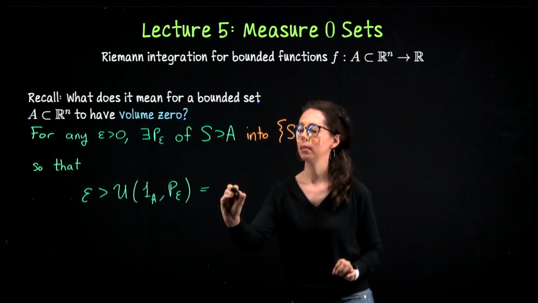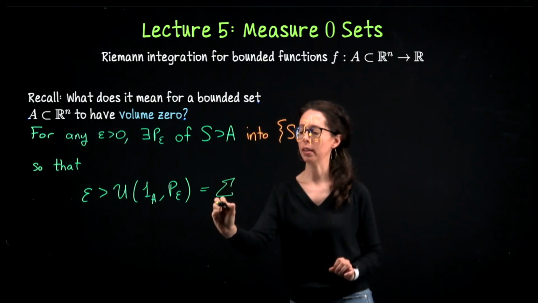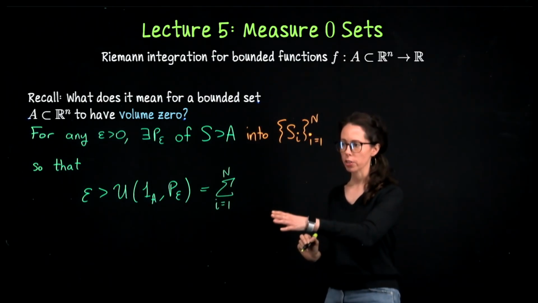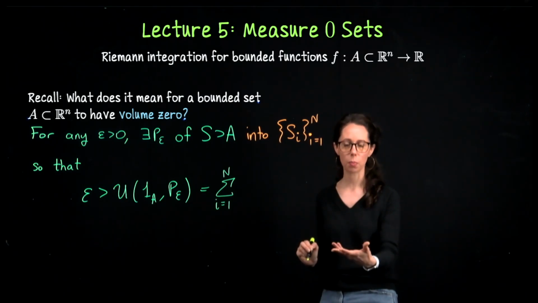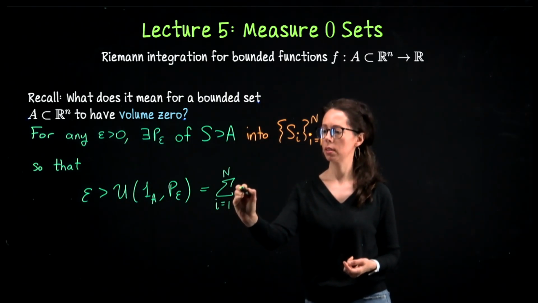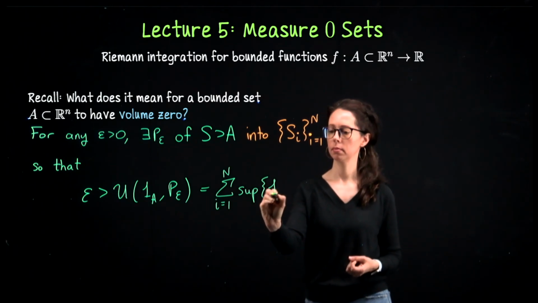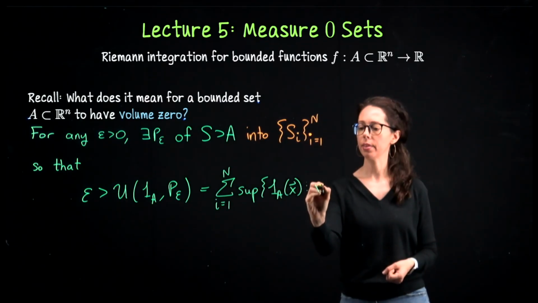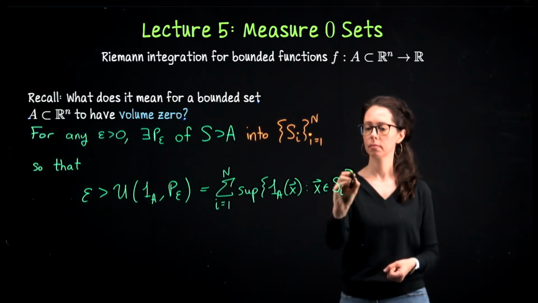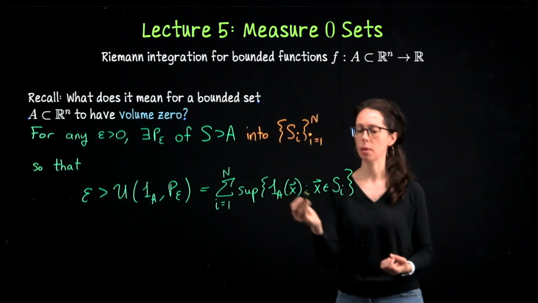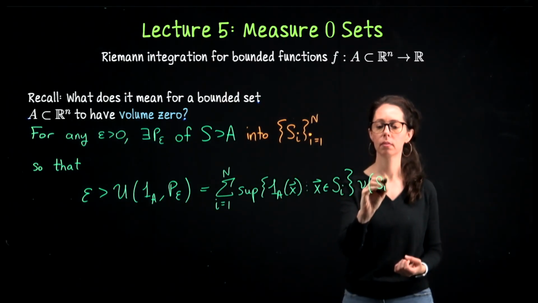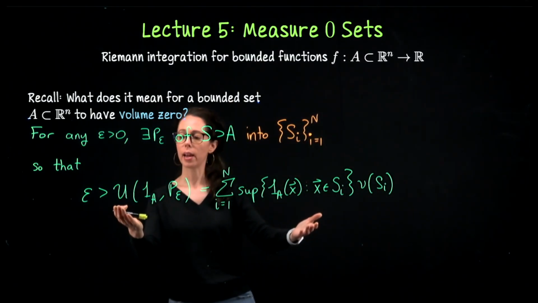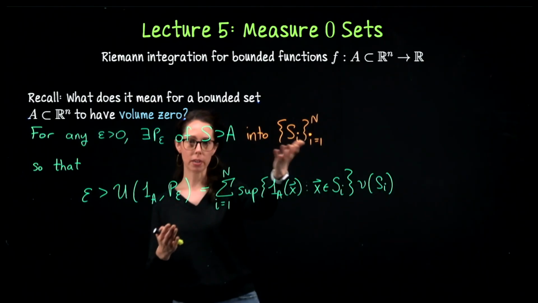We can add up from i equals 1 through n the supremum for the characteristic function on each subrectangle times the volume of that subrectangle. So let me just write that out. So here, x is coming from the ith subrectangle, and then times the volume of that ith subrectangle. Okay, this is literally what it means to compute an upper sum for this function with respect to this partition.